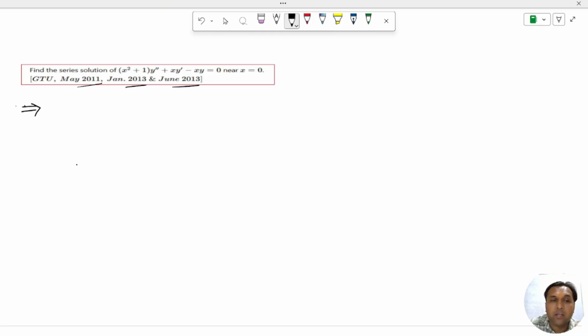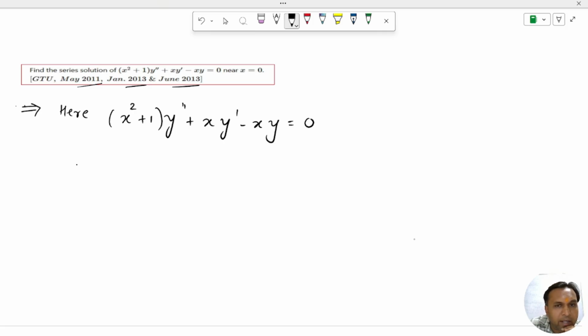Okay, now see here, you are given a function: x square plus 1 times y double dash plus x y dash minus xy equal to 0. Near x equal to 0 we have to find the series solution. So how do we solve it? Take y equal to summation k equal to 0 to infinity a k x raised to k. Watch carefully. This is my solution.